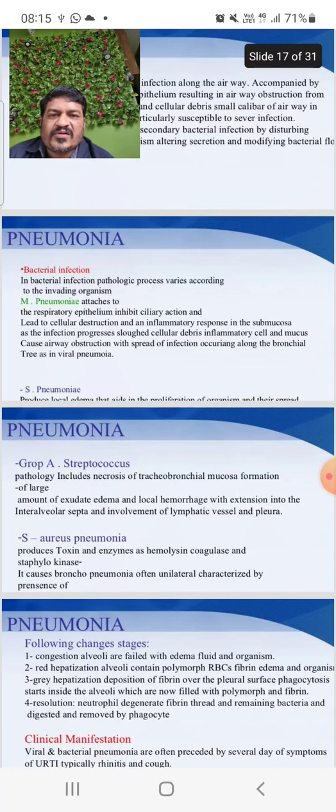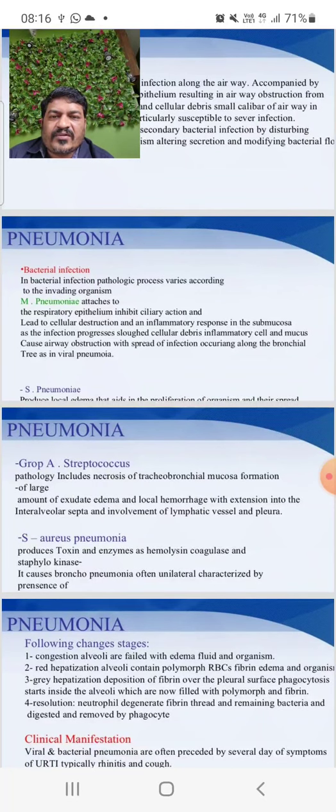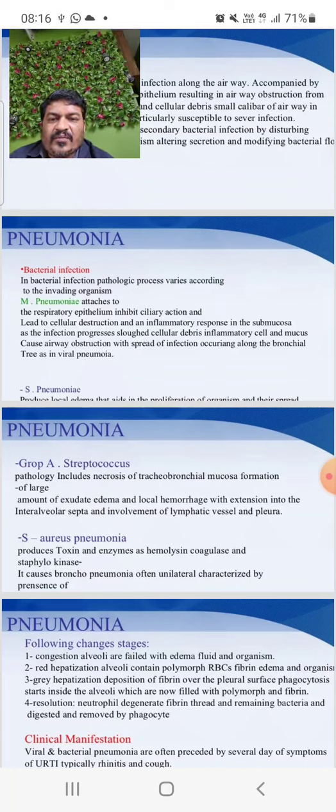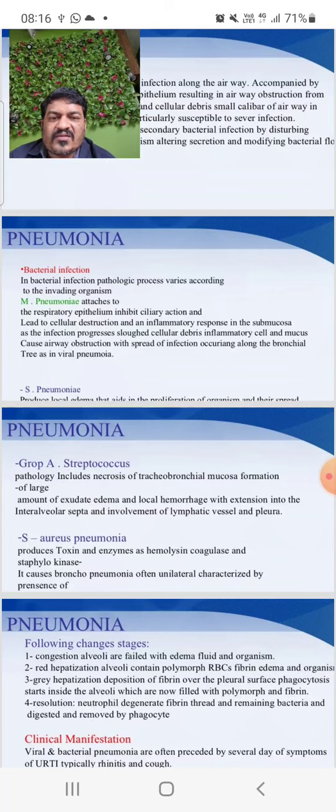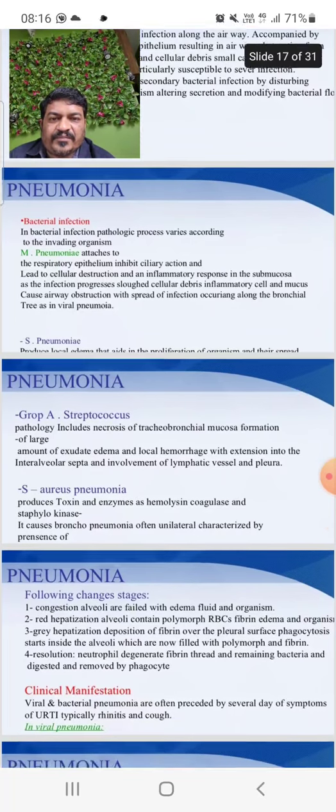Group A Streptococcus pathology includes necrosis of the tracheobronchial mucosa, formation of a large amount of exudate, edema, and local hemorrhage with extension into the interalveolar septa and involvement of lymphatic vessels and pleura. S. aureus pneumonia produces toxins and enzymes such as hemolysin, coagulase, and staphylokinase. It causes bronchopneumonia, often unilateral, characterized by the presence of pneumatoceles.